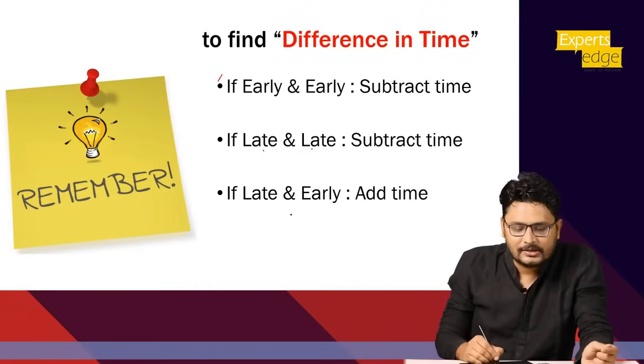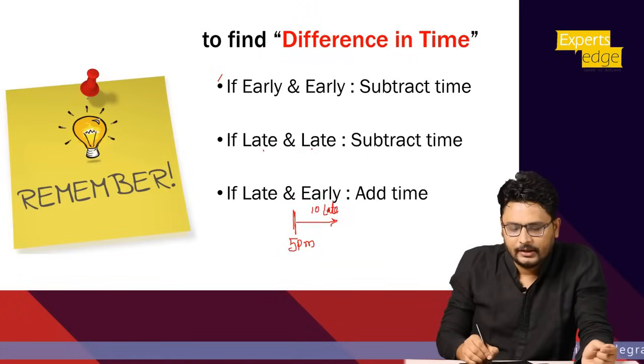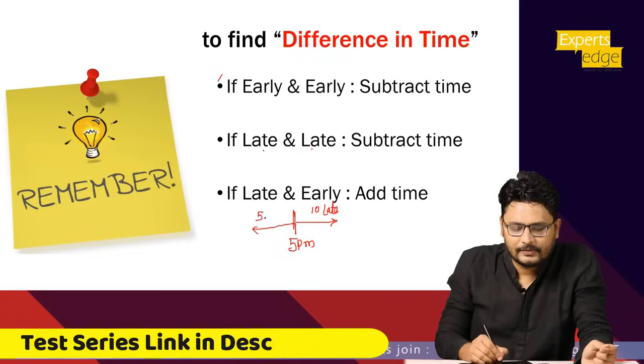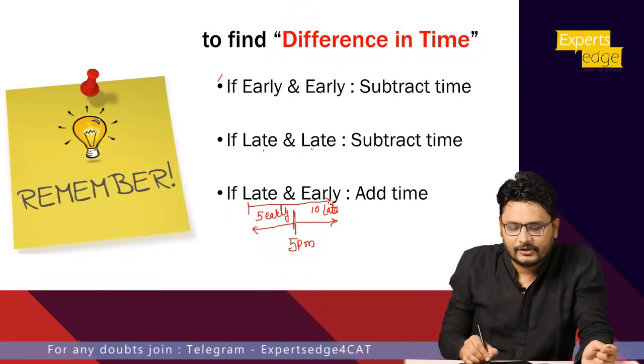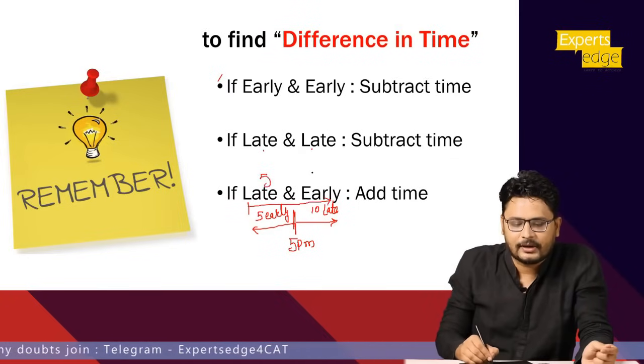As an example, let's say if you need to go somewhere, let's say the office at 5 p.m. One day you reach 10 minutes late. Right? Another day you reach 5 minutes early. So what is the difference of the time? Can you see here, the difference of the time is nothing but 10 and 5, 15. So basically I added up, right?